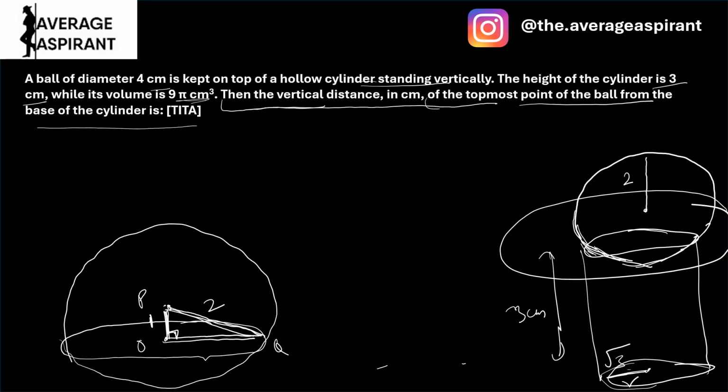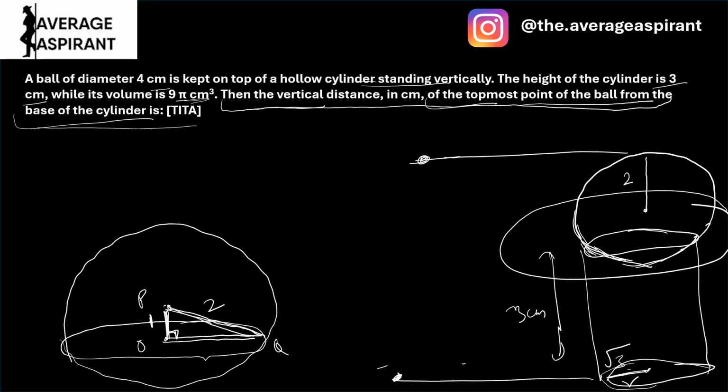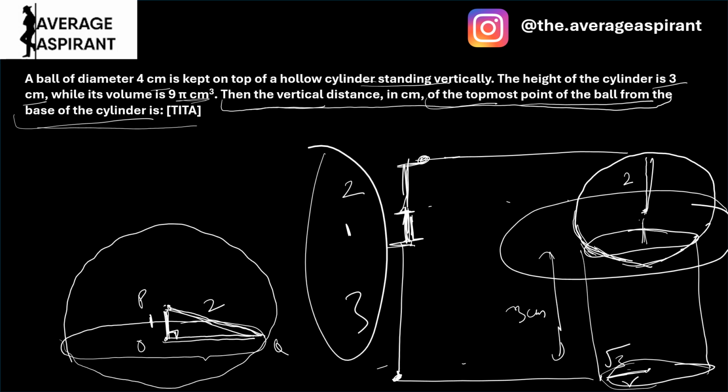What have we been asked? Vertical distance of the topmost point of the ball from the base of the cylinder. So we have been asked essentially from here, this particular point to base of the cylinder. So till here is 3, the height of cylinder 3. From here to here, we just calculated it is 1. And from here to above is basically the radius of the sphere, which is 2. So the total distance would be 6 centimeters, and because it is a TITA question, you just enter 6.